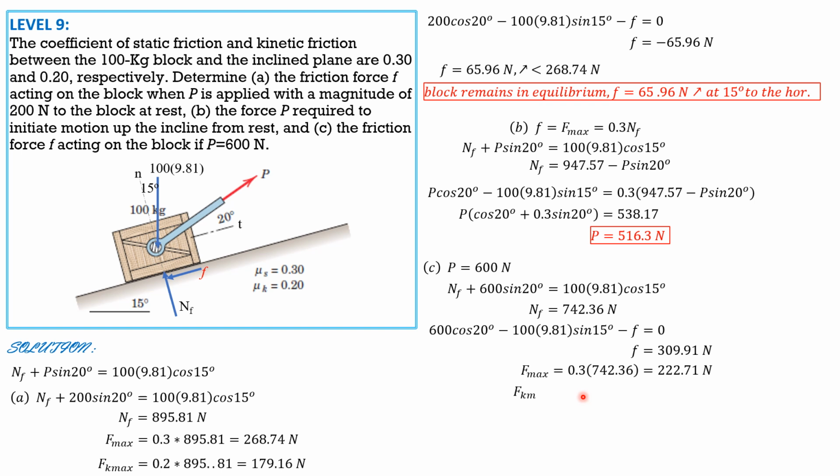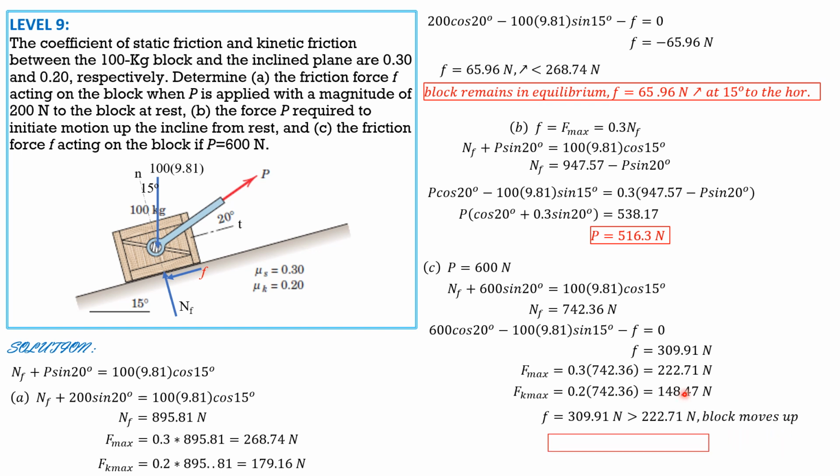Fk max. Fk max is 0.2 of 742.36, 148.47. So by principle, because the block is in motion, the maximum frictional resistance that can develop is equal to Fk max, 148.47. So our final answer is F equals 148.5 newtons because the block slides up the plane. So 148.5 newtons. So that's it.